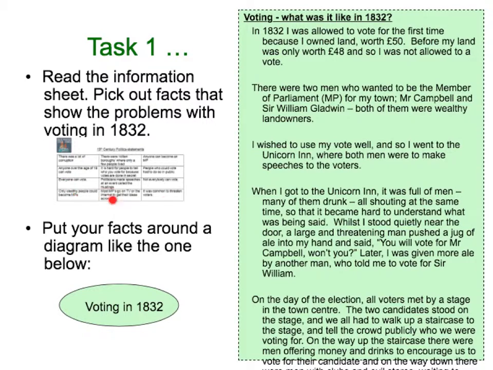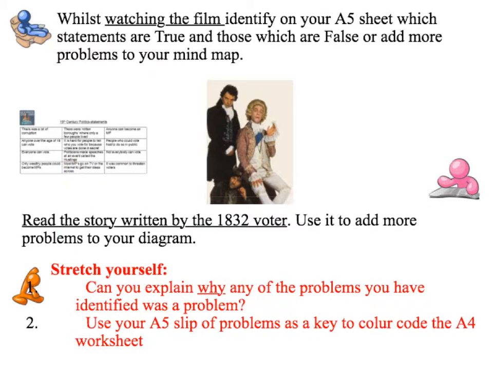So, using the A5 slip that the students are provided with, pick out the facts that are wrong with the system prior to 1832. Okay, so read the article, highlight these points. This can then be used possibly as a key for a later activity. Brainstorm the key facts around.